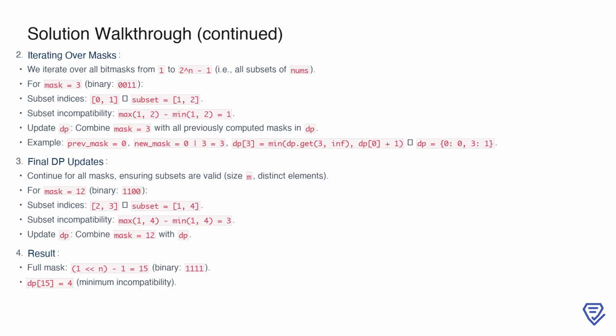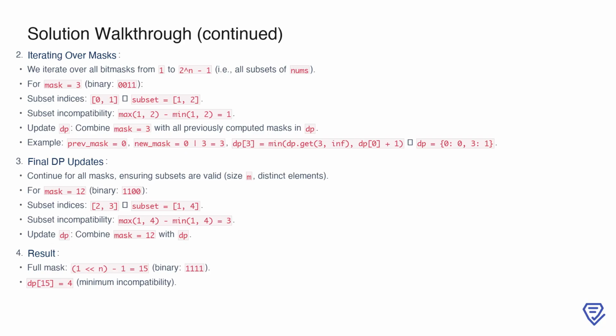The next step involves iterating over all possible bit masks from 1 to 2^n - 1, where each bit mask represents a subset of the array. For instance, consider the mask 3, binary 0011, which corresponds to the subset indices 0, 1, and the elements 1, 2. The incompatibility of this subset is calculated as max(1, 2) - min(1, 2) = 1.